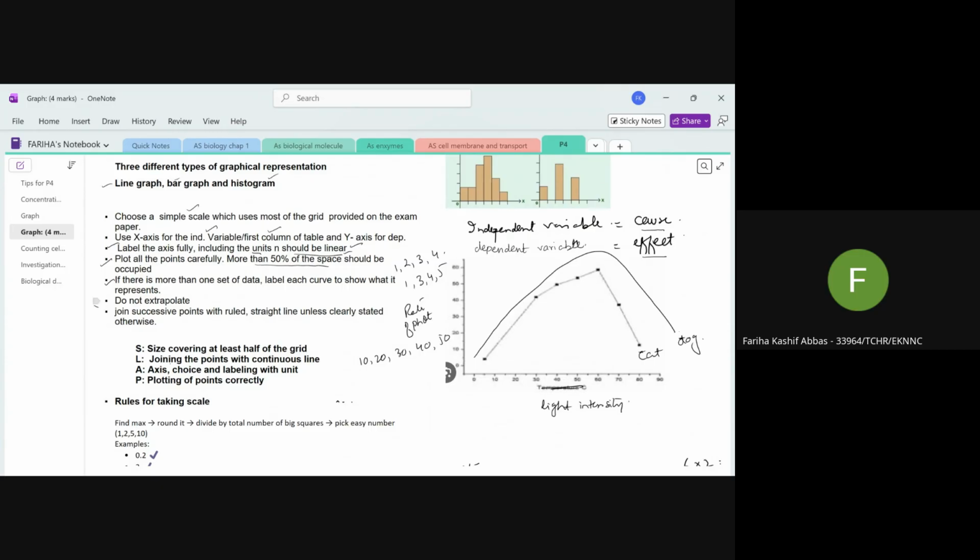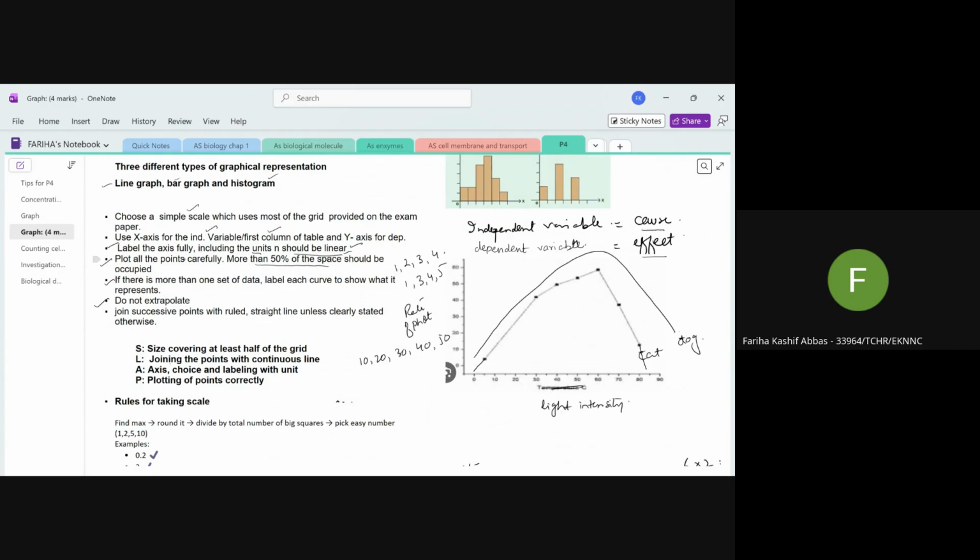Do not extrapolate. What is the meaning of extrapolation? Extrapolation means you cannot extend beyond your plot line. Whatever your plotted line is, you cannot extend beyond it. Now join successive points with ruled straight line unless clearly stated otherwise. If no specification is provided, then you need to join all the plots using a straight line.